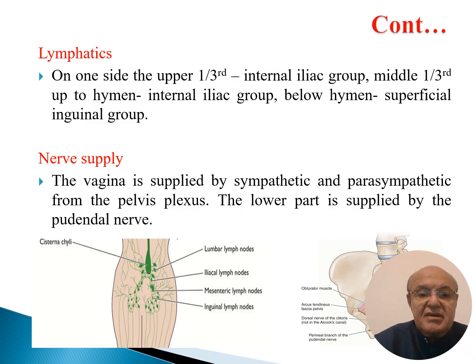The nerve supply: the vagina is supplied by sympathetic and parasympathetic fibers from the pelvic plexus. The lower part is supplied by the pudendal nerve.